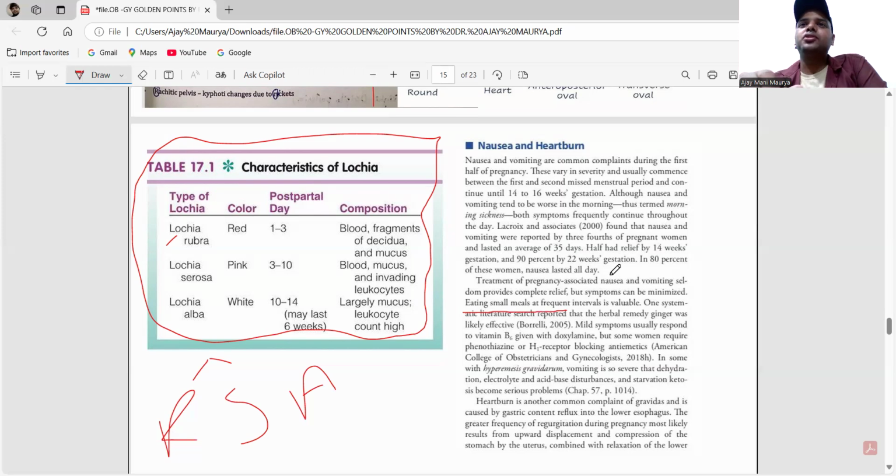Treatment of pregnancy associated nausea and vomiting seldom provides complete relief, but symptoms can be minimized by eating small meals at frequent intervals. Okay, remember this one. Eating small frequent meals can help in the treatment of nausea and vomiting in pregnancy.